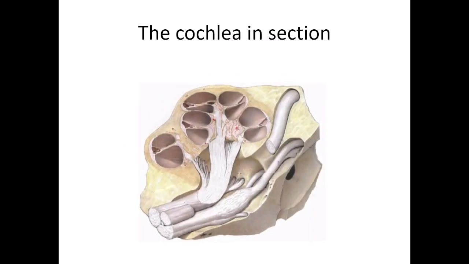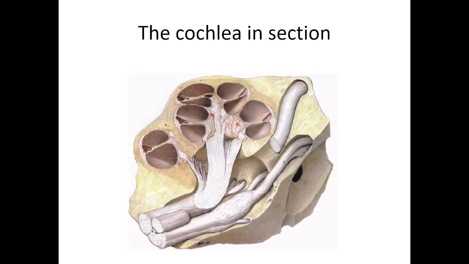Now the cochlea in section. Here it is. We have cut the cochlea, and look how large the nerves are inside of the modiolus. Very large. One of them, this one, is directed to the cochlea. So it is nervus cochlearis, and another is directed to the vestibulum. It's nervus vestibularis.